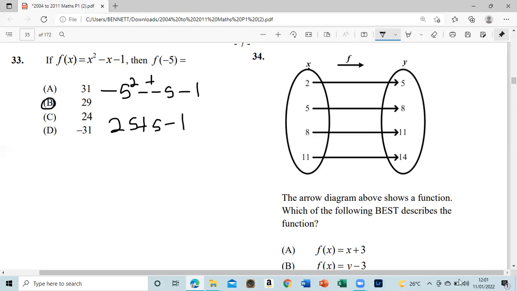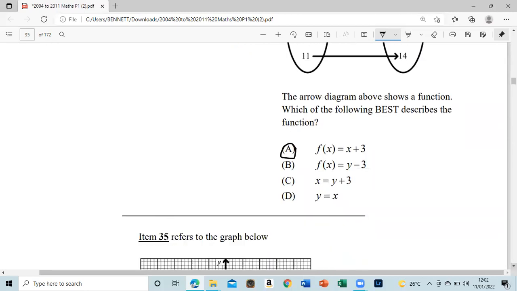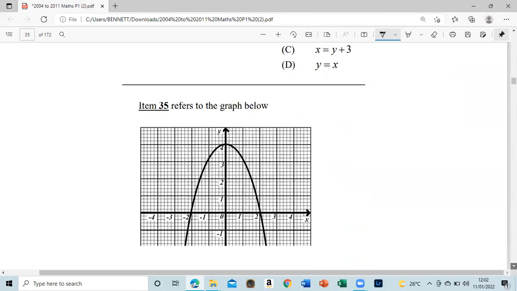All right. What did you guys get for 34? The arrow diagram shows a function. Which of the following best describes the function? So you just have to examine the answers. And as you can notice, x plus 3 will give you that, right? You have to be sure for all of them. 8 plus 3 is 11. So A is our answer. Hope you guys chose that. All right. Let's move on to 35.